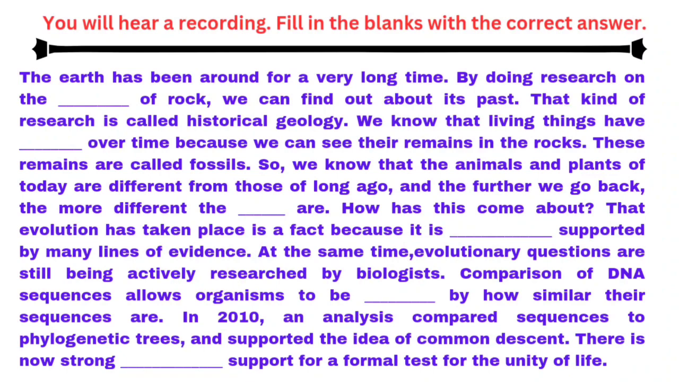Comparison of DNA sequences allows organisms to be grouped by how similar their sequences are. In 2010, an analysis compared sequences to phylogenetic trees, and supported the idea of common descent. There is now strong quantitative support for a formal test for the unity of life.